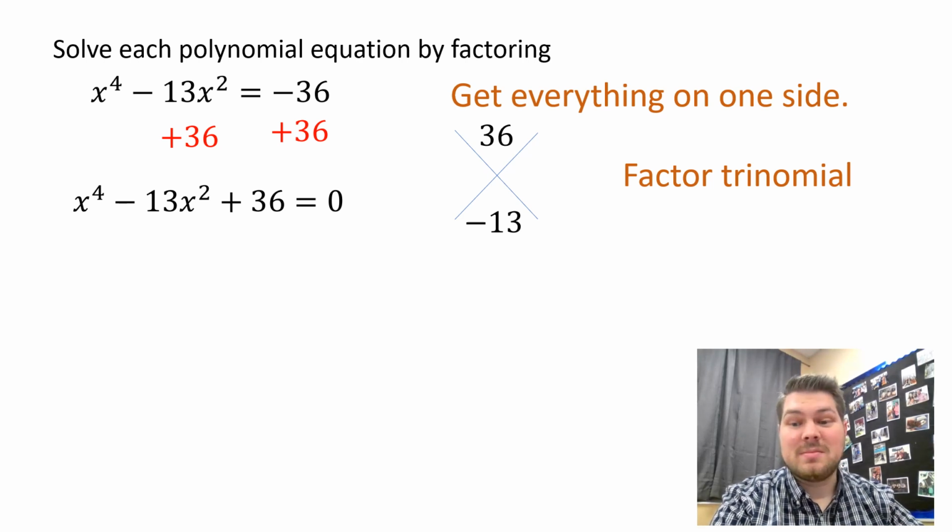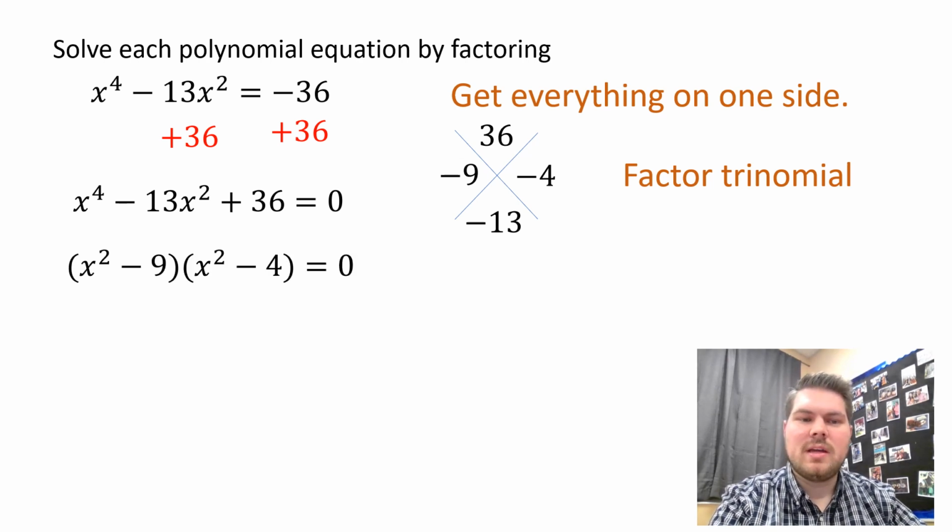This might not be the one that comes to mind right away because you're like, wait, 6 and 6 is 12. It is actually negative 9 and negative 4, because that is also a multiple of 36. So we get x squared minus 9, x squared minus 4. It's squared because remember this was an x to the 4th. It works the same way as when it was x squared. Instead of it just being x minus 9, x minus 4, it's x squared minus 9, x squared minus 4.